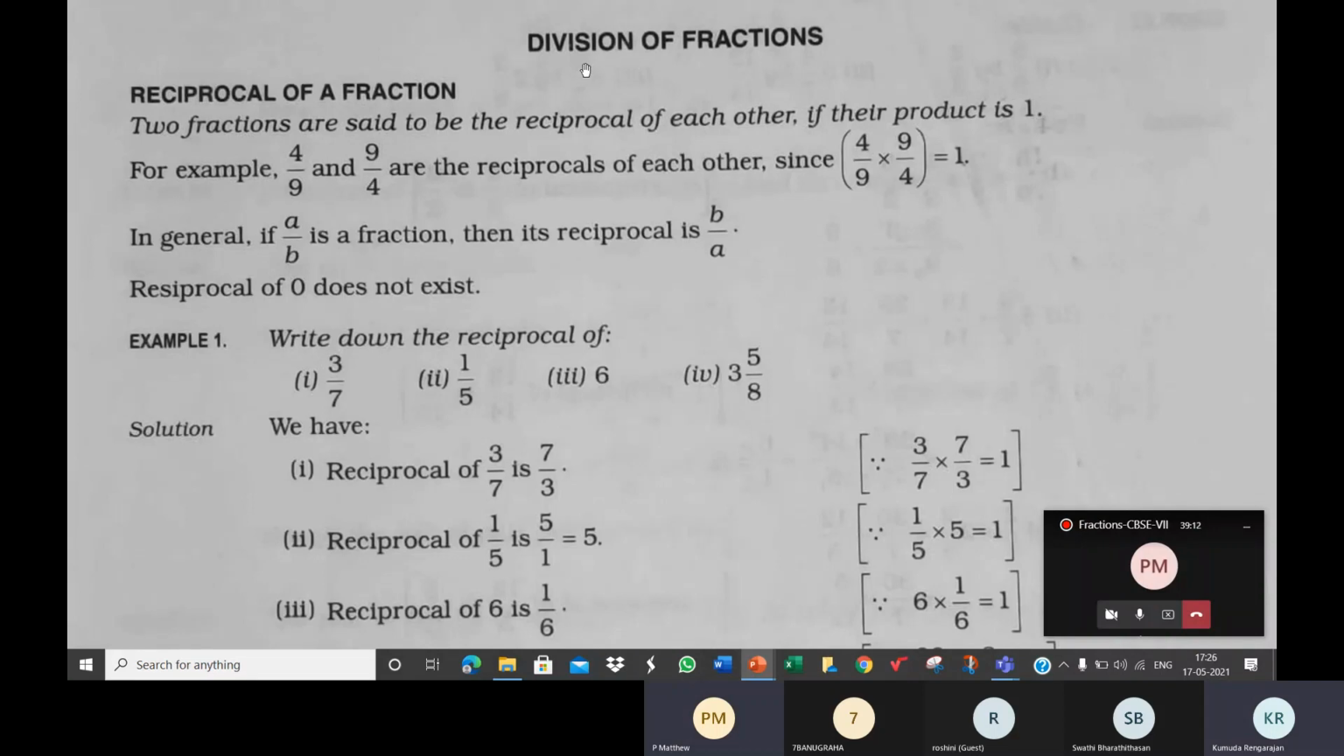Children, kindly disable your mic. Read and understand the contents which you can see on the screen. I'll be asking you some questions based on them. You don't have to write, just read. Just go through the contents on the screen.